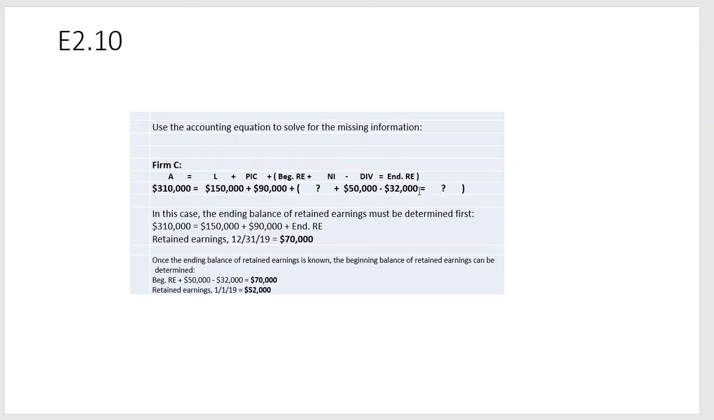And then you can back into the beginning retained earnings, and you should do this now with a calculator while I'm talking about it or right after I talk about it. Please sit down and figure this out on your own. And then you're going to come up with $52,000 for the beginning retained earnings.